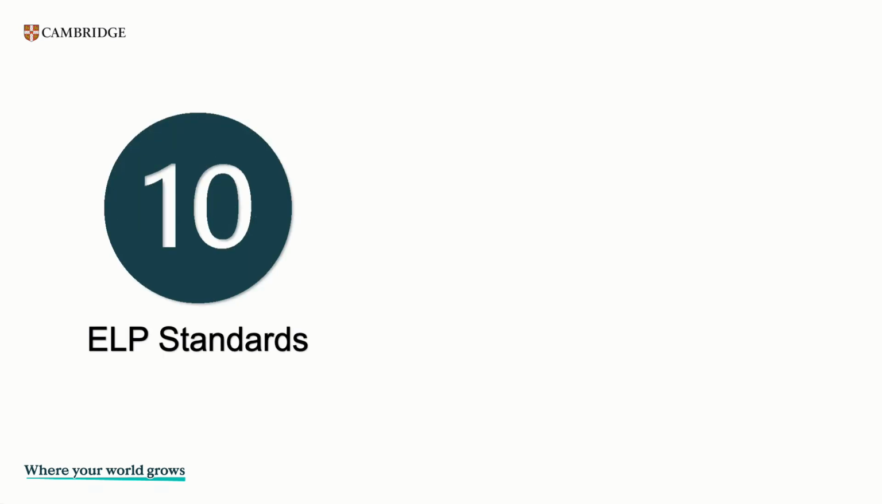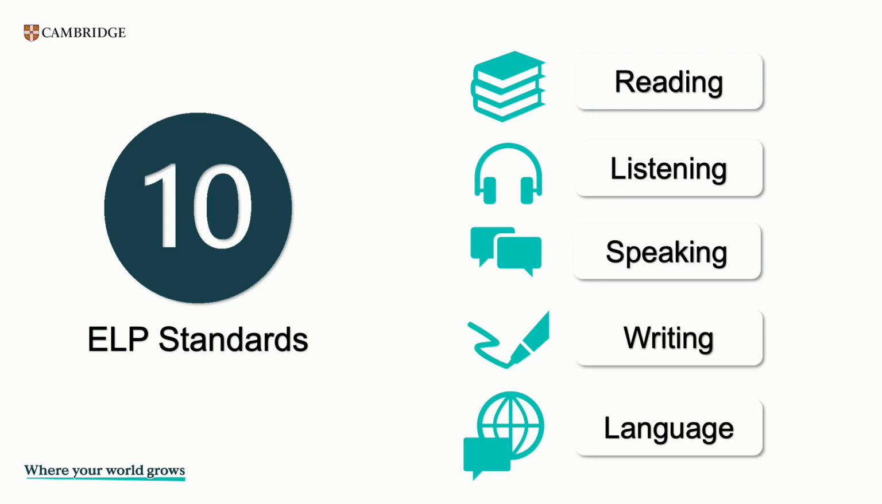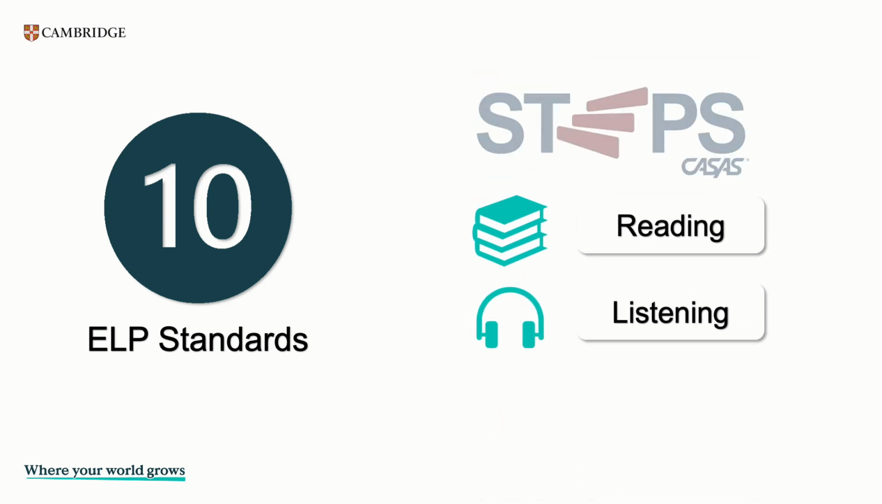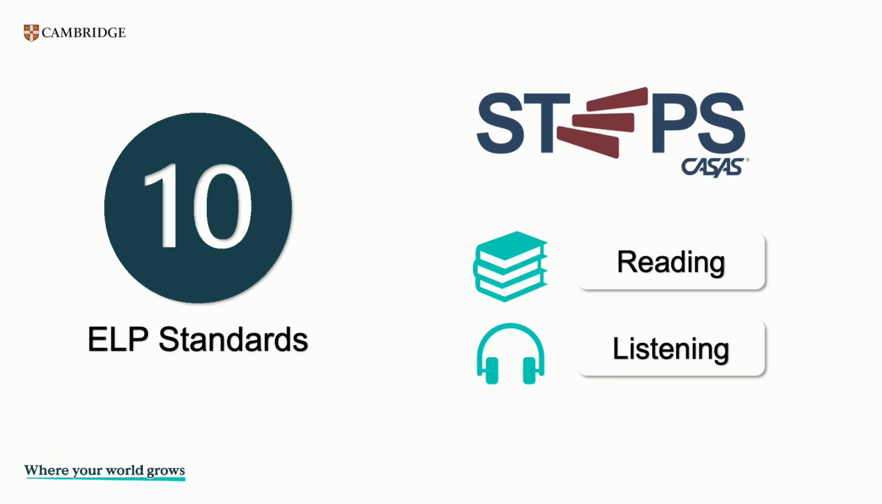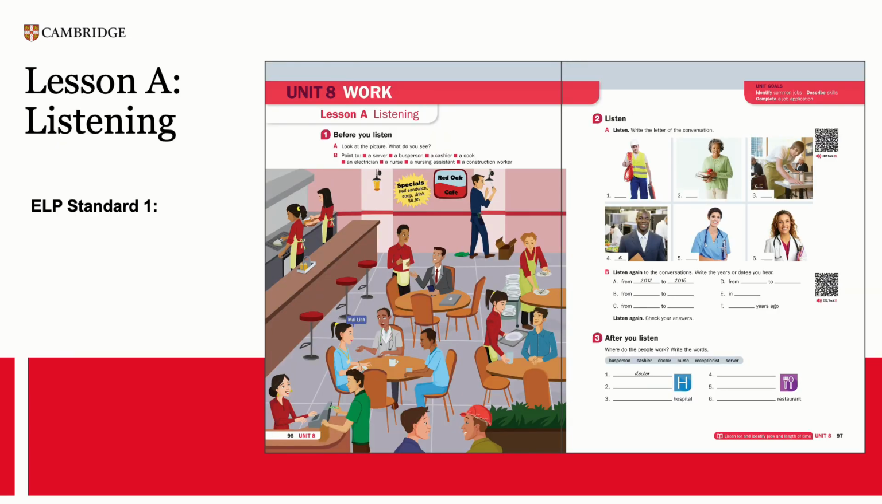There are 10 ELP standards in all, covering reading, listening, speaking, writing, and language. In terms of the test itself, the STEPS Listening and STEPS Reading tests only assess students on those ELP standards that pertain to listening and reading. Ventures covers all the ELP standards in depth and integrates them into every level of the course. Let's take a look at a sample unit and see how Ventures covers the ELP standards for listening and reading.